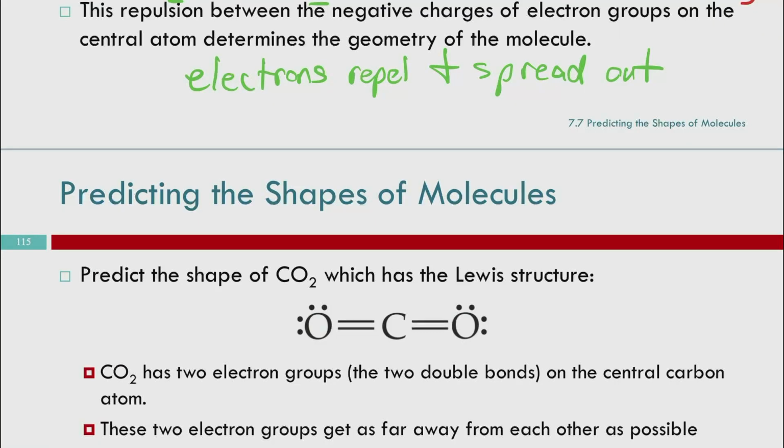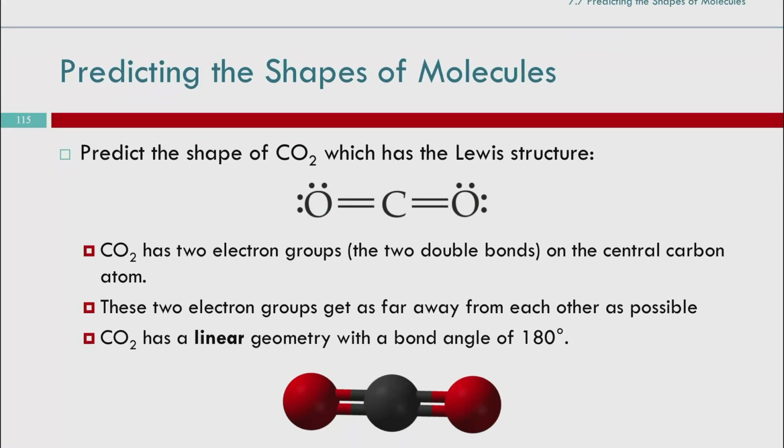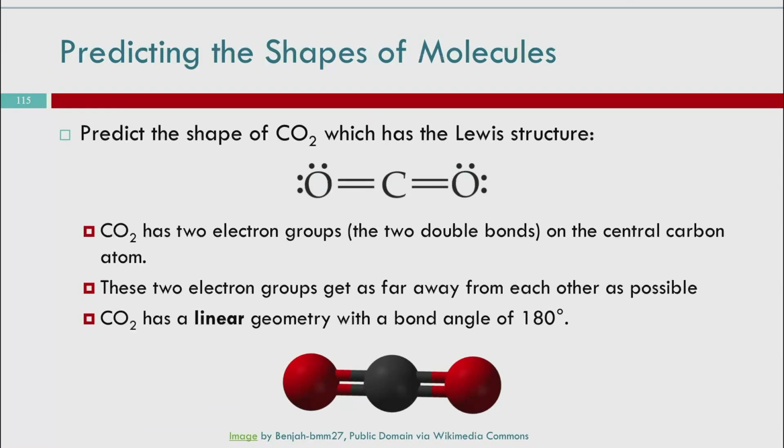If we have something like CO2, carbon dioxide has this structure. This is what you should come up with if you were having to draw it by yourself. Our CO2 has two electron groups, the two double bonds on the central carbon atom. The furthest that two things can get away from each other if they're connected in the center is opposite sides. So we get 180 degrees of separation between our double bonds.